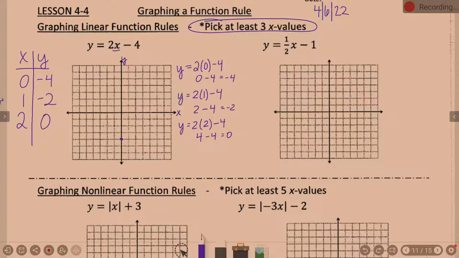Okay, hold on. First number, I have to do this in order. I won't teach it any other way because I want to get us all on the same page here. 1 tells me to go where? Over. To the right 1. Where's negative 2 tell me to go? Down 2. And then 2, 0. 2 tells me to go right 2. 0 tells me to stay. Okay. Notice these 3 points formed a line, right? They're linear, they formed a line.